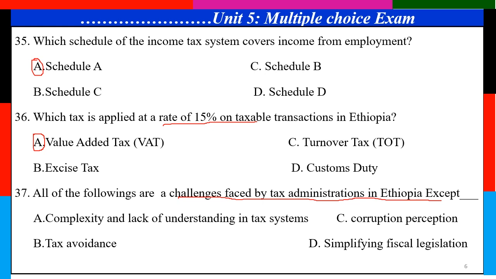So the right answer for this one is D. D is not a characteristic of the challenges faced by the tax administration in Ethiopia. All the rest are the challenges that may hinder the tax system in Ethiopia. Complexity and a lack of understanding of the system, this is obvious, what you know.